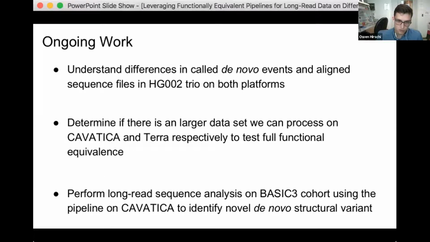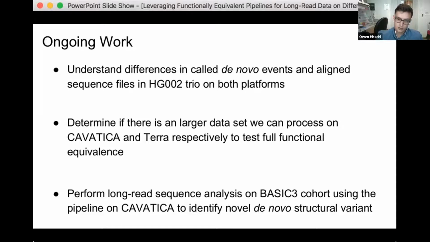And in our ongoing work, we're trying to understand the differences in these called de novo events and aligned sequence files in this trio on both platforms. And we'll do so using the new Jasmine program that allows us to both merge and filter these variants to see if post-filtration, we get a similar number of variants.